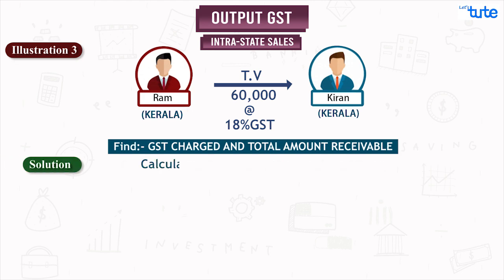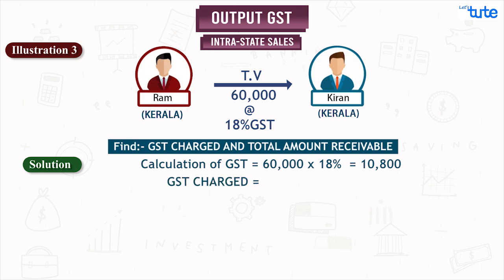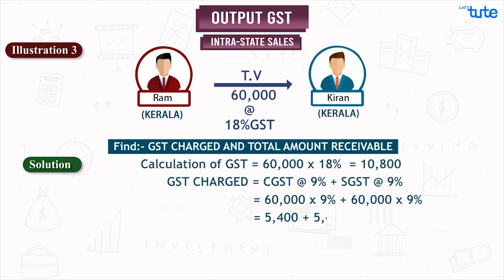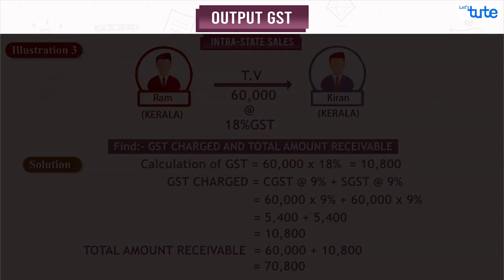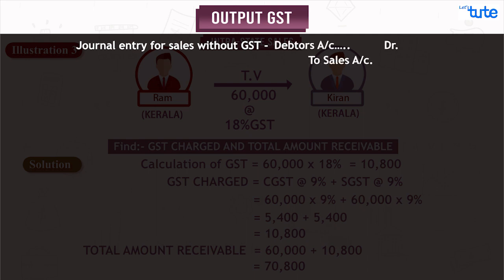Here, the GST is calculated on 60,000 at 18%, that is 10,800. Thus, Ram has to collect a total tax of 10,800, which is divided into CGST 9% and SGST 9%. So, CGST is 5,400 and SGST 5,400, and the total amount receivable is 70,800. Now, the basic entry for sales without GST is debtors account debit to sales account.